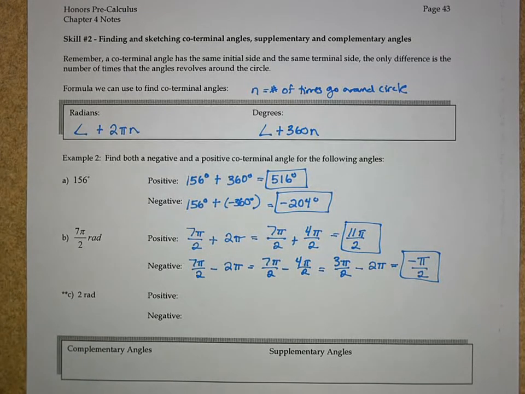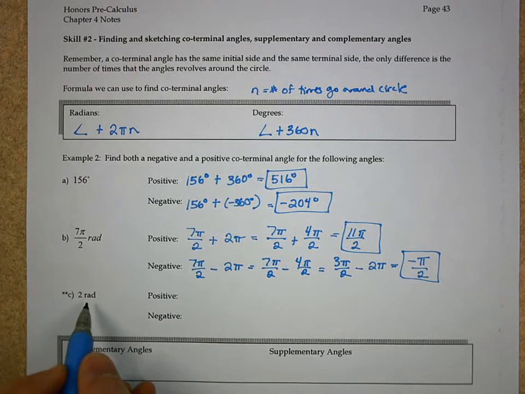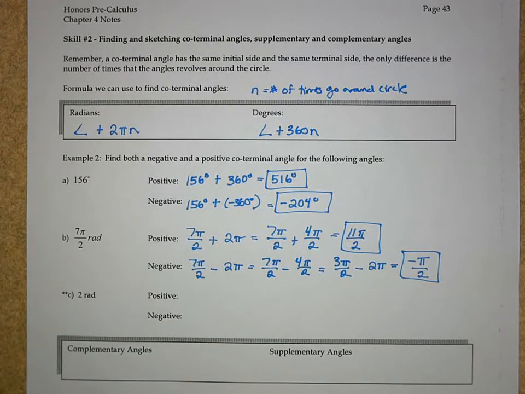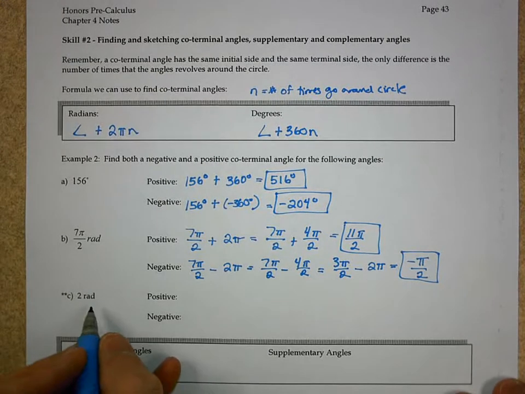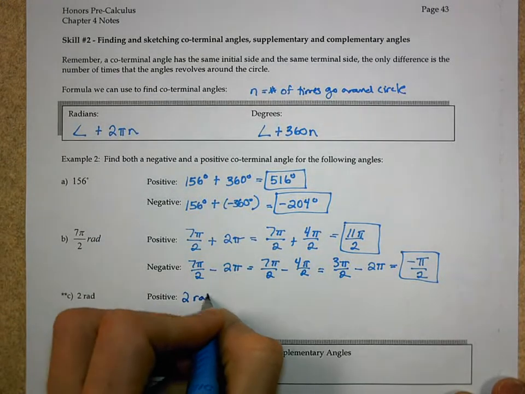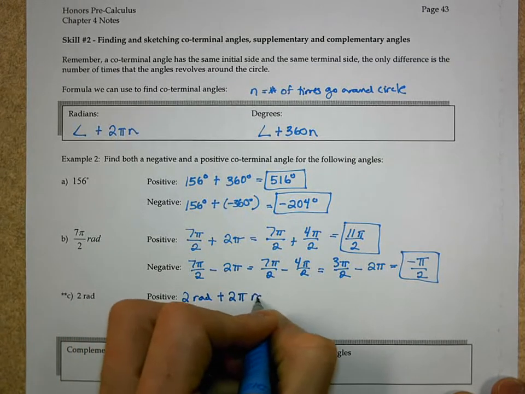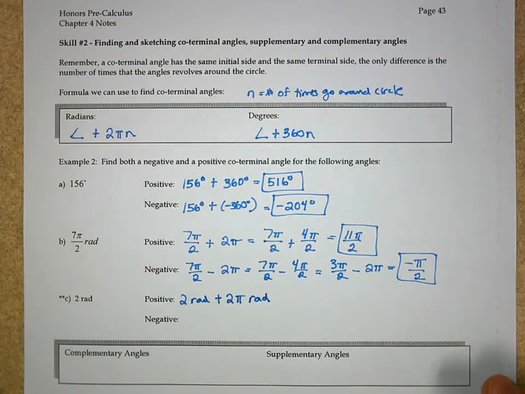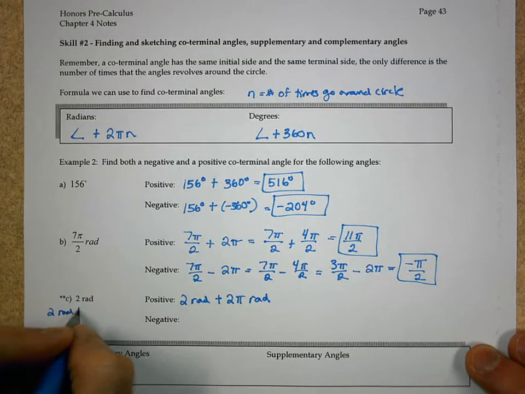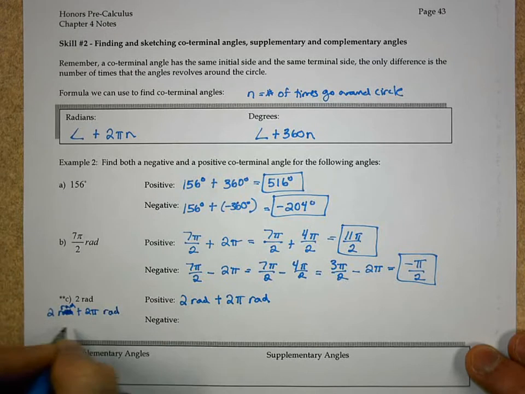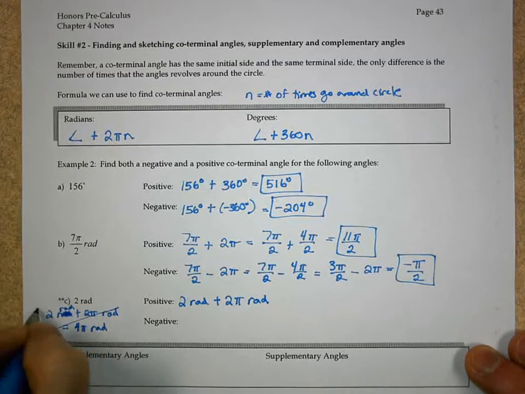The last one I want to be a little bit careful of, because once again we do not have a pi with the radians, but we want to take the same approach. So to find a positive coterminal angle, I'm going to have 2 radians plus 2 pi radians. And this does not equal 4 pi radians. I see a lot of students make the assumption that 2 radians plus 2 pi radians equals 4 pi radians. And this is not the case.